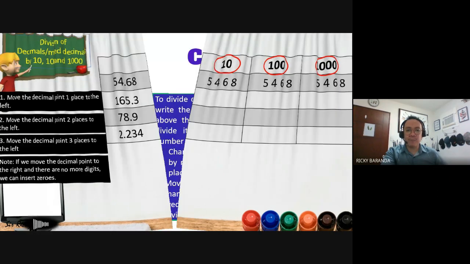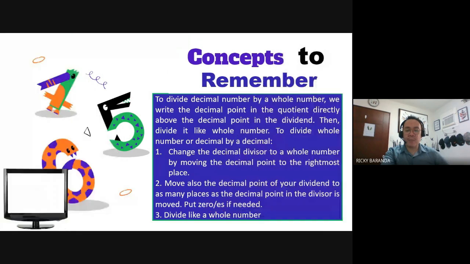So to sum it up, for the concept to remember, to divide decimal number by a whole number, we write the decimal point in the quotient directly above the decimal point, kanina, di ba, in the dividend. Then, divide it like whole number. To divide naman whole number or decimal by a decimal, change the decimal divisor to a whole number by moving the decimal point to the rightmost place, papuntang kanan. Kung anong ginawa kay divisor, ganun din kay dividend.